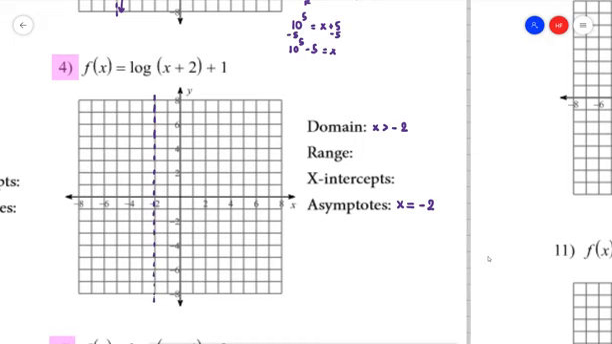Pull those transformations out of there. We're going left 2 and up 1. Range, of course, all real numbers.